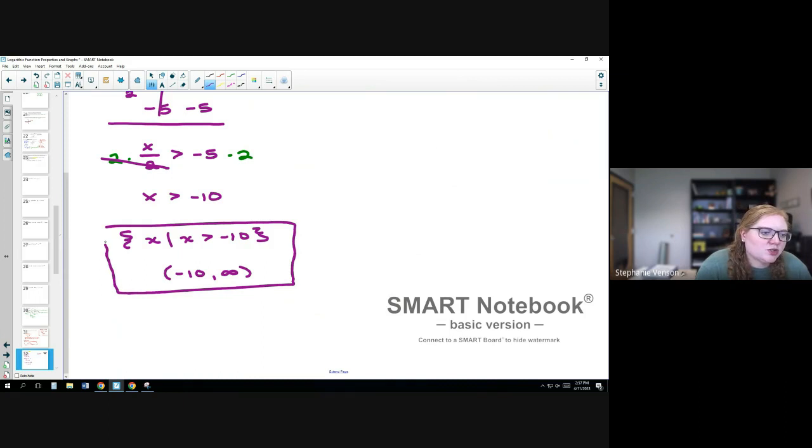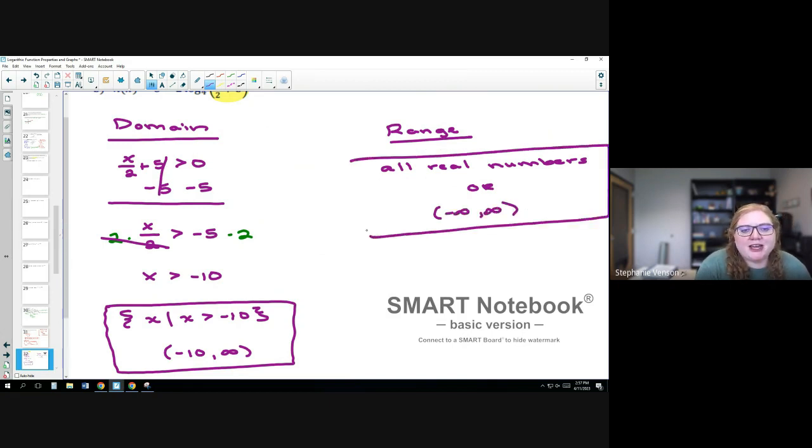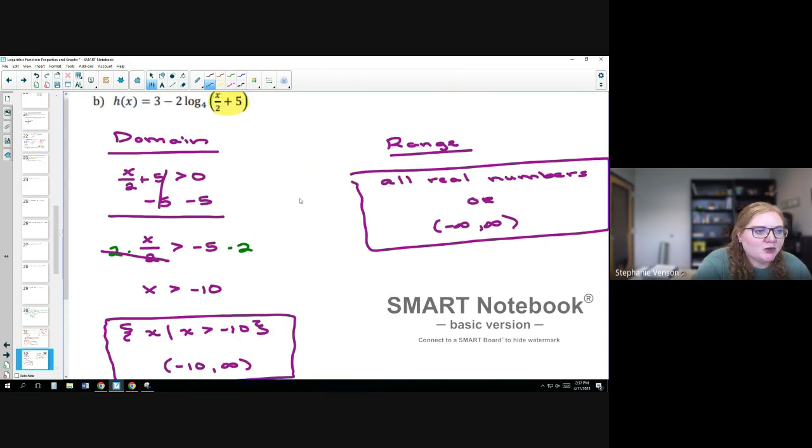Okay, so there is my domain. And then I don't even have to think about the range, because as long as it's a logarithmic function, the range is all real numbers, or negative infinity to positive infinity, just depending on how they ask for it. Okay?